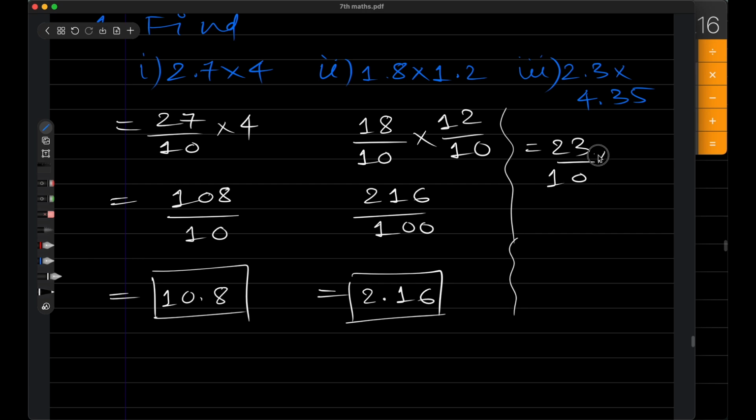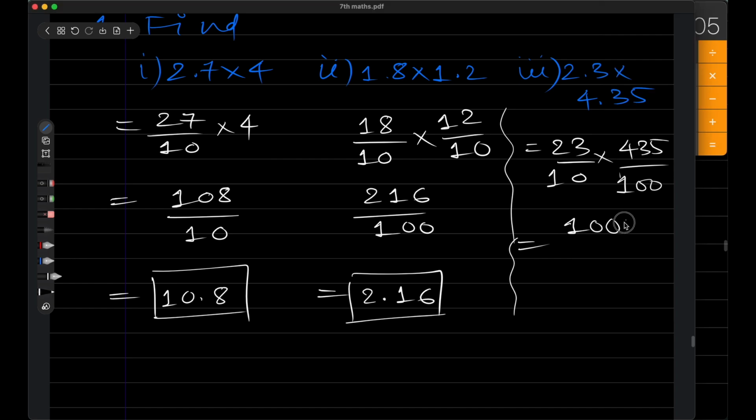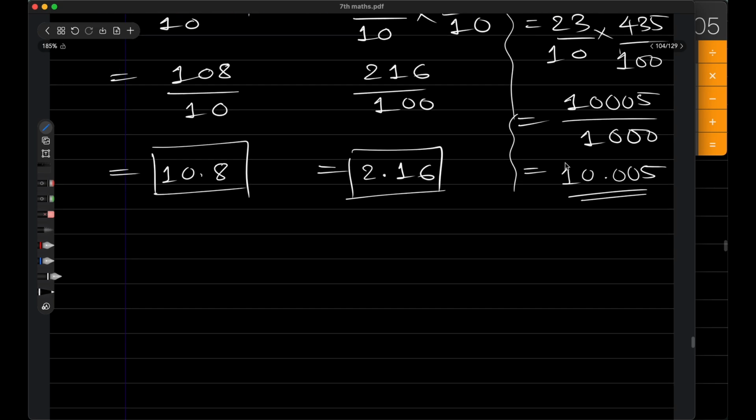Third, convert them into fraction, that is 23 divided by 10 into 435 divided by 100, that is equals to 23 into 435 equals to 1005 divided by 1000, and starting from right hand side, after the third digit put the decimal point, so the answer will be 10.005.